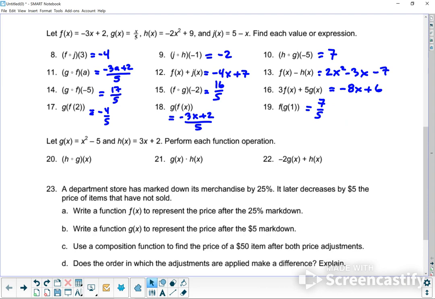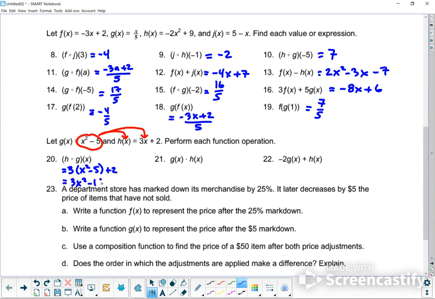Number 20. You want h of g of x. So we're going to take g of x, and we're going to put it into h of x, which means it's going to go into the x. So what do we get? We're going to get 3, and then instead of x, we're going to use x squared minus 5, plus 2. To shoot this out, it would be 3x squared minus 15 plus 2. And negative 15 plus 2 is going to be negative 13. You heard me say it. So minus 13. That's all you got.